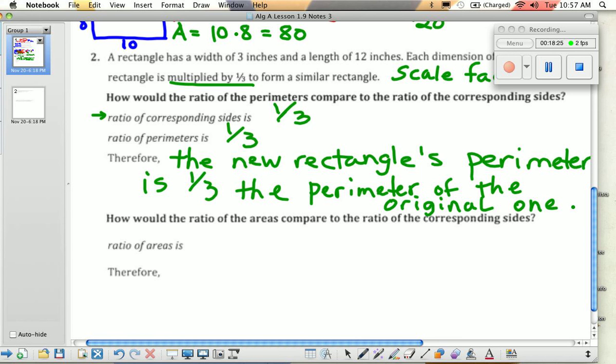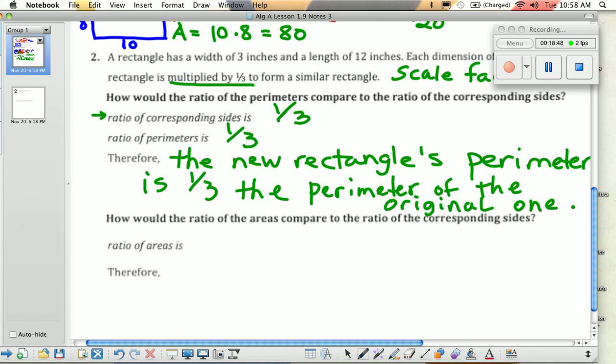What's our scale factor? 1/3. What did we learn in our exploration? What did we conclude is going to happen to the area? It's going to get smaller. Well, the scale factor tells us it's going to get smaller. How many times smaller? 2 times. Is it going to be 1/3 the size? Yes.